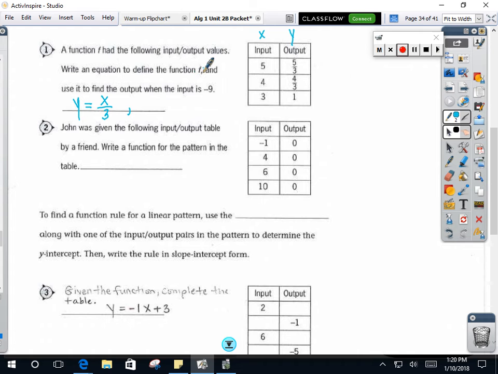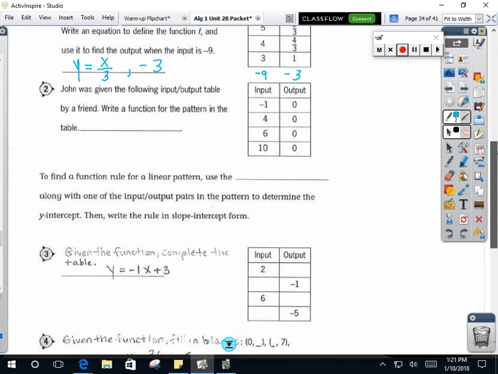Okay, the second part of this question says, use our equation that we created to find the output when the input is -9. So they've given us another input of -9. What would the output be? -3. Okay, because -9 would go in the x place. If it's an input, you would divide it by 3, which gives you a -3. Any questions so far? All right, number 2.